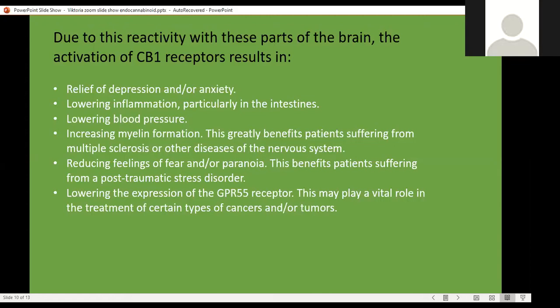It also reduces feelings of fear or paranoia. This benefits patients suffering from post-traumatic stress disorder. It lowers the expression of GPR55 receptors. This may play a vital role in the treatment of certain types of cancers or tumors.